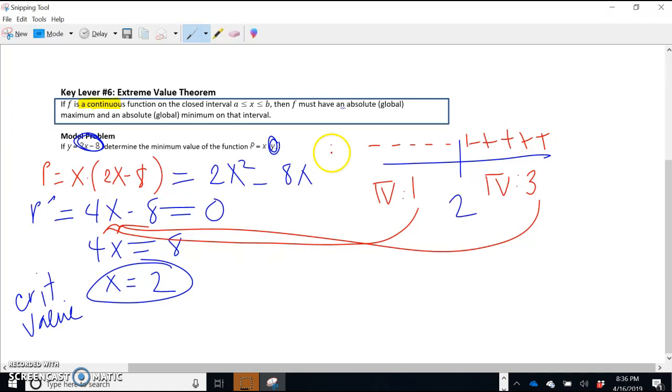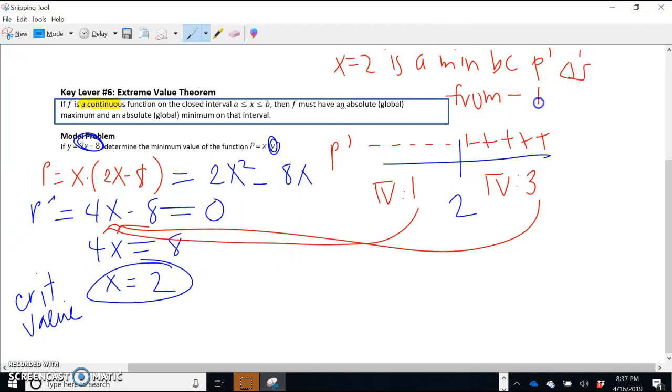So since this p prime number line changes from negative to positive, what I'm able to capture is that x equals 2 is the location of a minimum. x equals 2 is a min because p prime changes from negative to positive. That's where the minimum occurs.